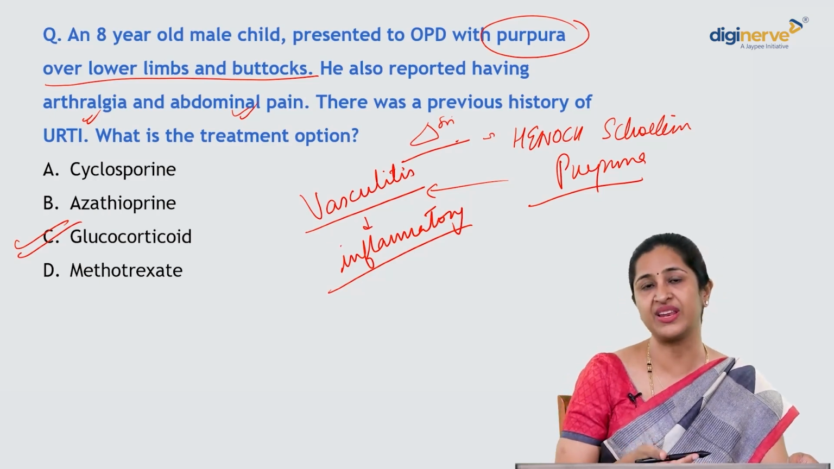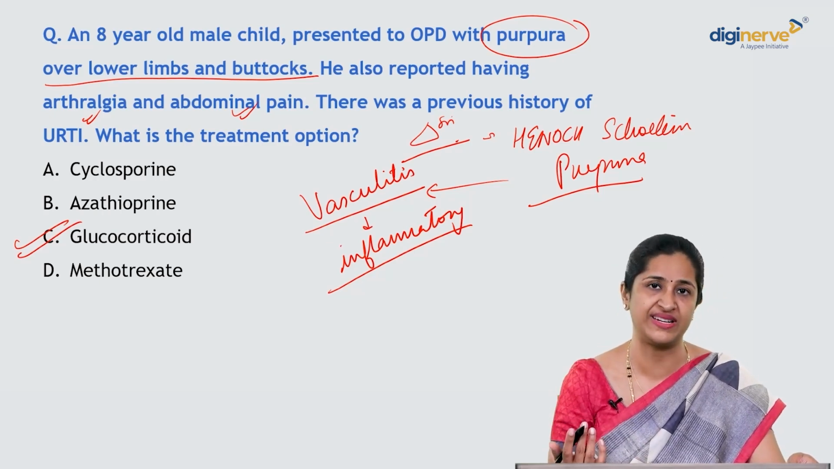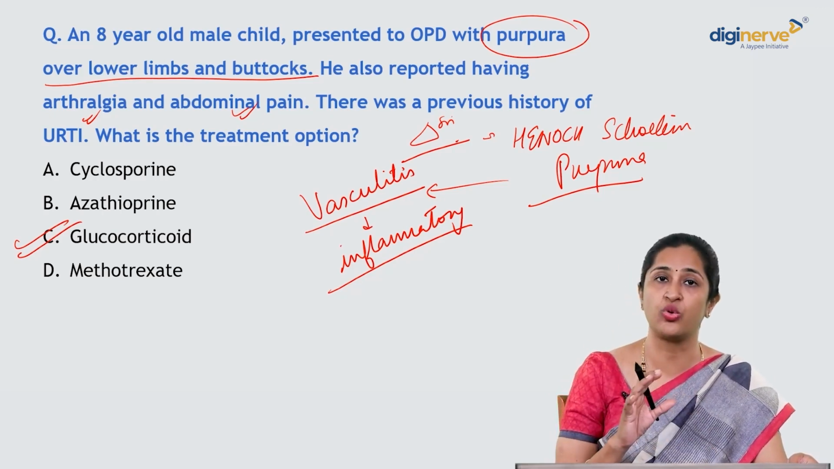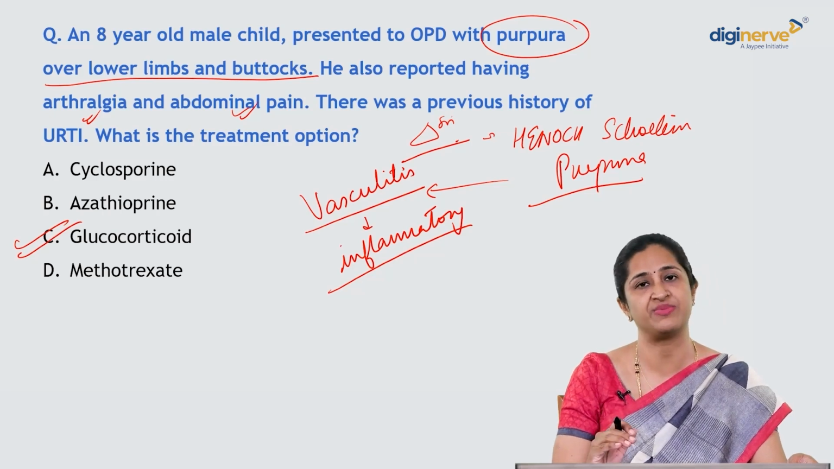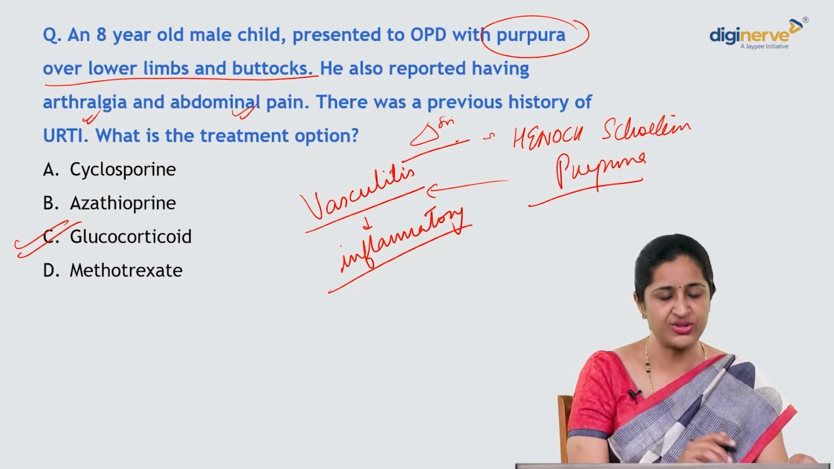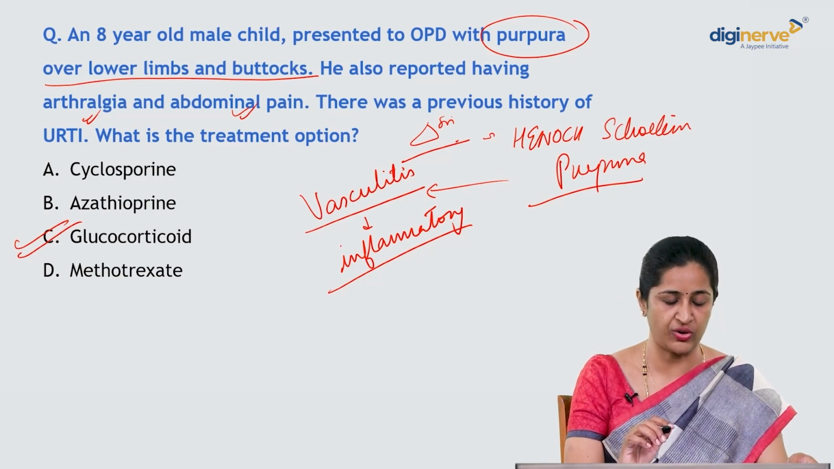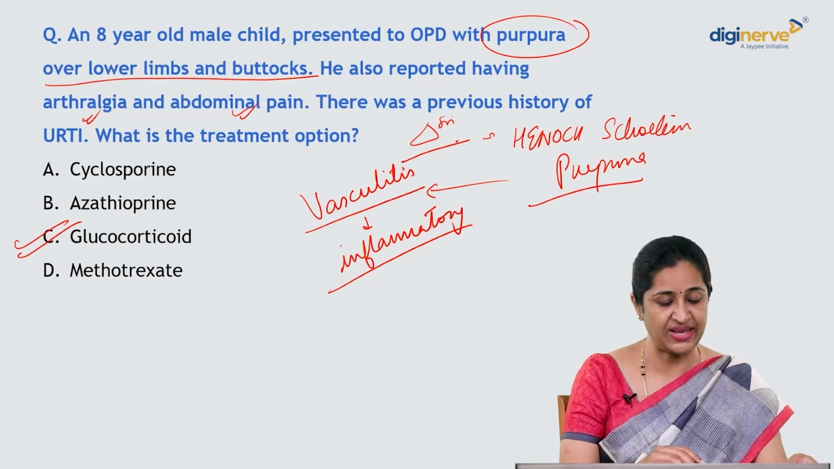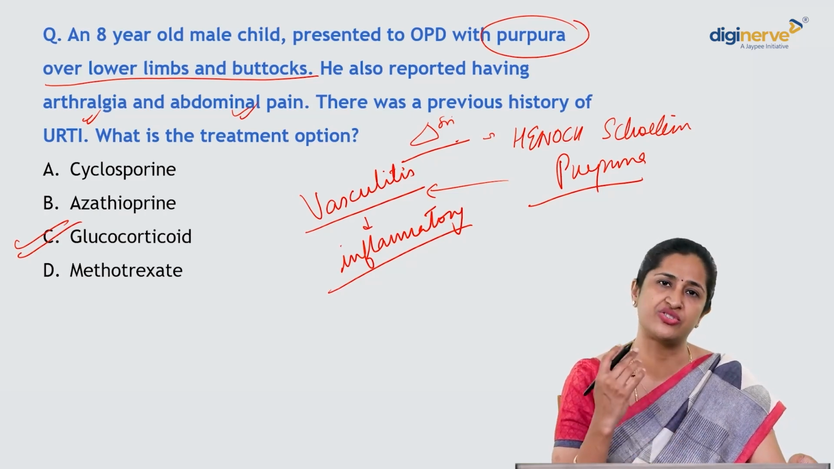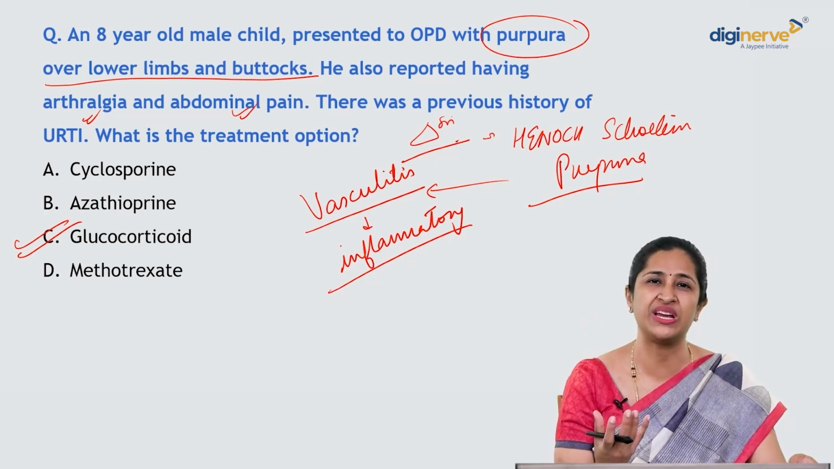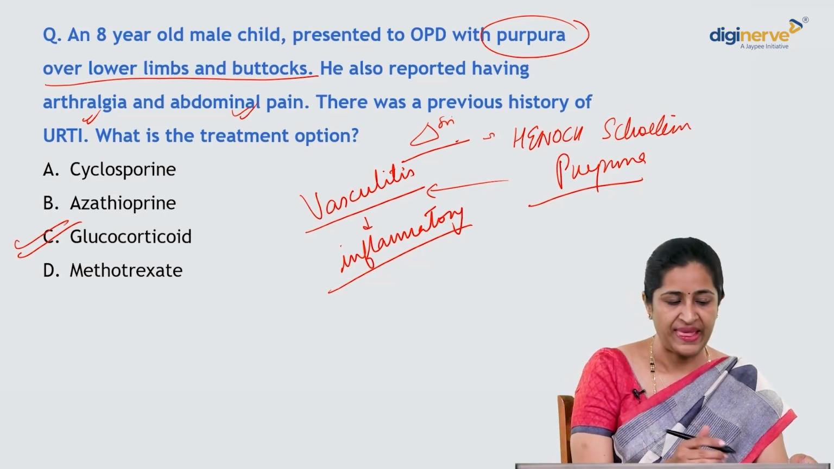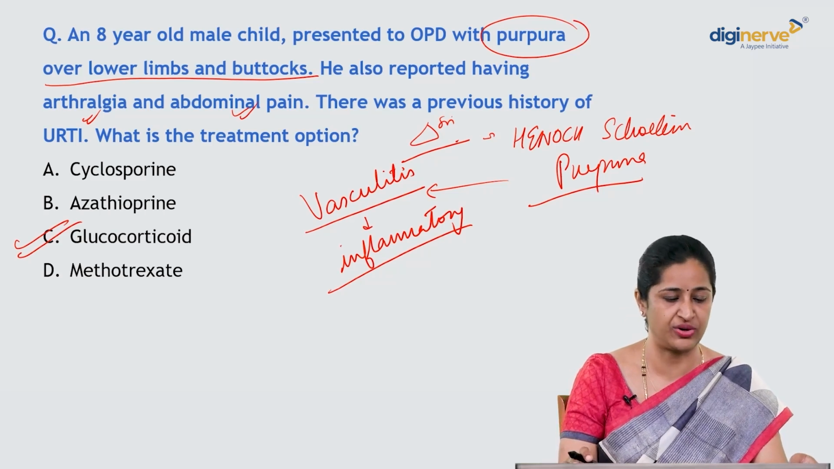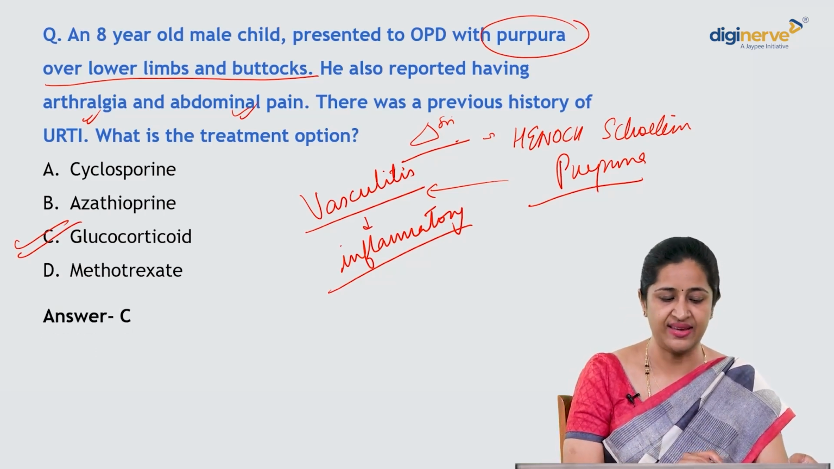Among the list of other immunomodulators and stronger anti-inflammatory drugs, glucocorticoids are the safest among this group. So they are the first line of management of Henoch-Schönlein purpura. So the correct answer is C, glucocorticoid. Now look at the other options. You have cyclosporin, azathioprine and methotrexate. These are all very, very strong, potent immunomodulating drugs. Hence, they are not used in a simple, quite benign condition like Henoch-Schönlein purpura. Hence, the correct answer is C.